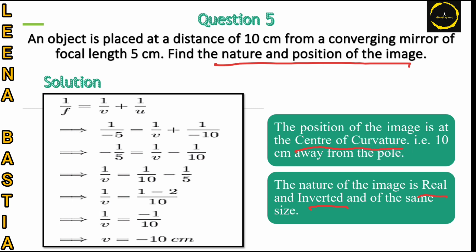I hope it is clear to you, because here u, the distance, is 10 centimeter and we got the image distance also 10 centimeter. That means you must be remembering, it is the case when the object is placed at C. So the image position is also 10 centimeter away from the pole, that is in front of the mirror. It is in front of the mirror, right?